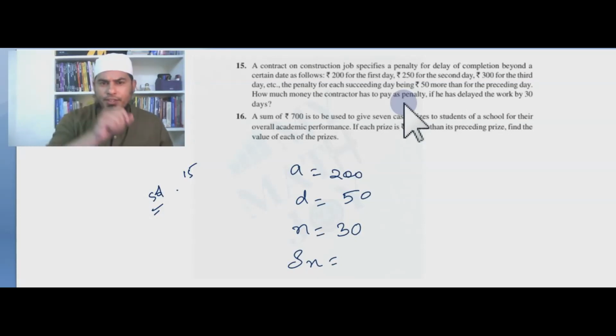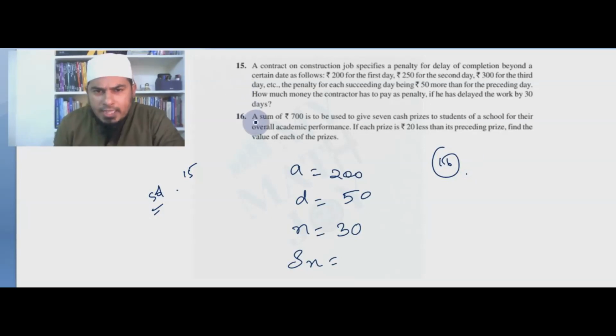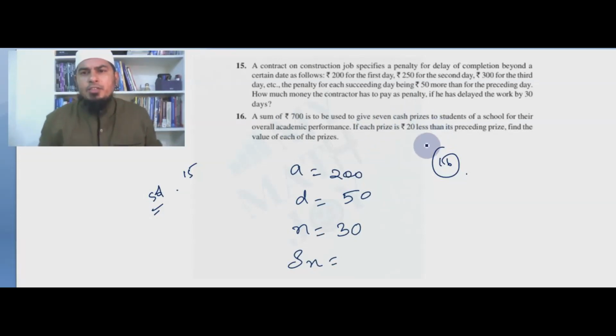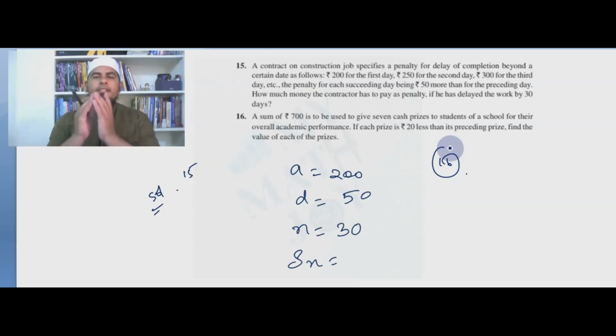Let's move on to question number 16. Read it nicely. The sum of rupees 700 is to be used to give 7 cash prizes to the students of a school for their overall academic performance. If each prize is rupees 20 less than its preceding prize, find the value of each prize. According to the question, we have to take 700 rupees. We have to purchase 7 prizes. Each prize should be 20 rupees less than the preceding value.